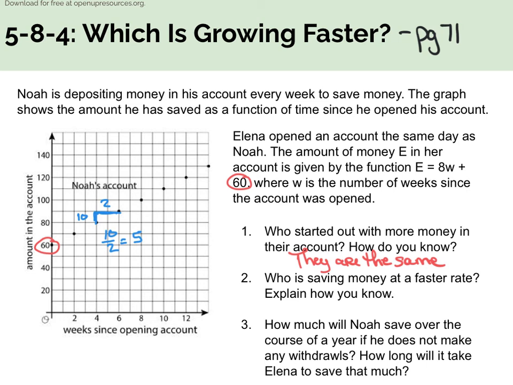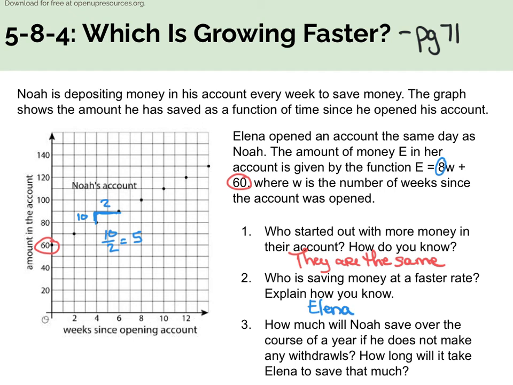Let's figure out what Elena does. Remember, how does it change as far as the equation itself? That's going to be next to the W, which is number of weeks. So Elena has 8. So who is saving at the faster rate? That is Elena.